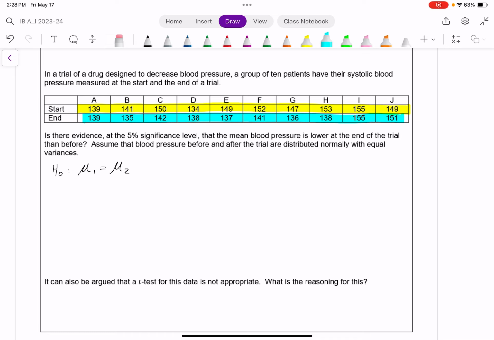So the null is that this is not going to have an effect. The null is always the default position that whatever we're testing is not happening. In this case, it's not going to be effective, which means the mean is the same. My alternative hypothesis is not just that they're different, it's that this is going to be greater than this.